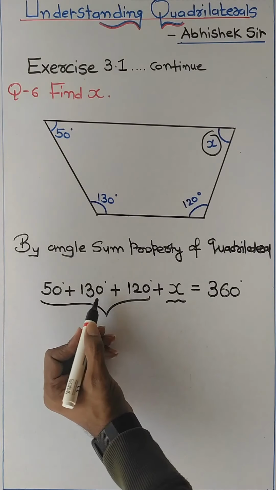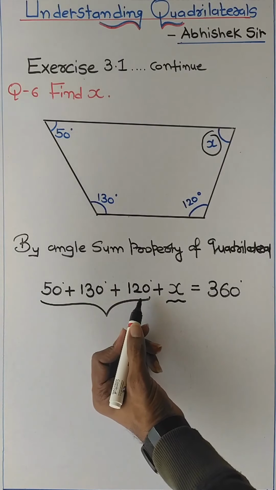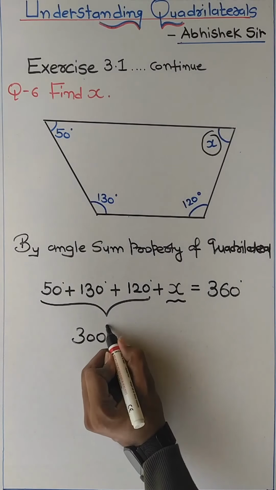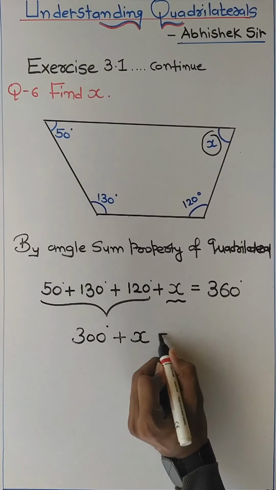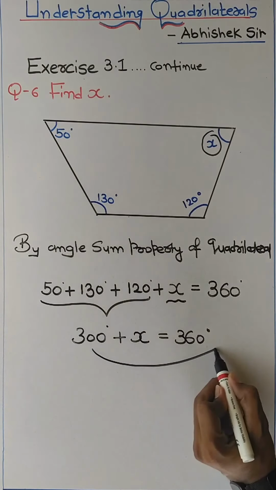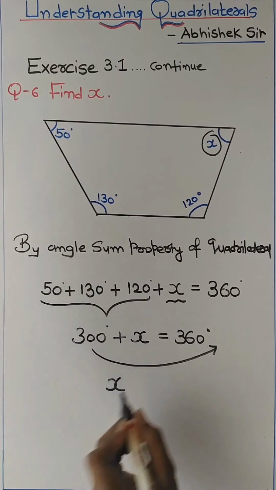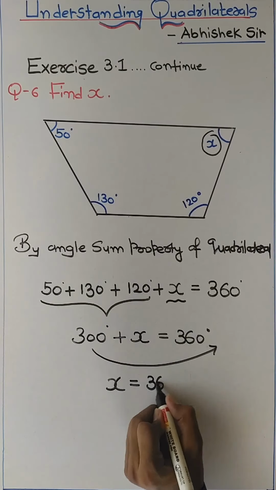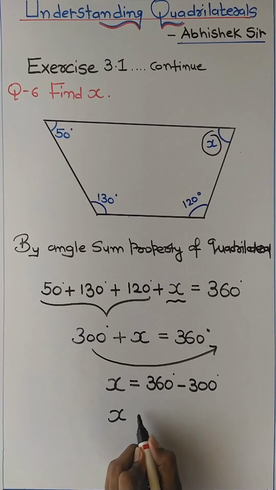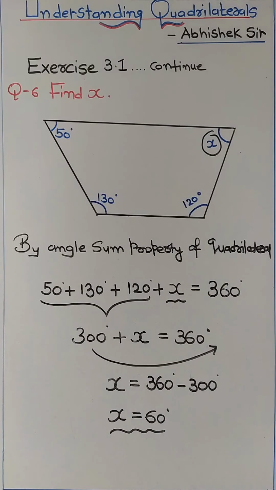So 50 plus 130 is 180 and 180 plus 120 is nothing but 300. So here we have the total of these 3 angles, 300 degree plus x equals to 360 degree. Now taking this 300 on the other side will change the sign. So keeping care of this sign, x equals to 360 degree minus 300 degree. So finally what is the value of x? That is 60 degree. So our answer is 60 degree.